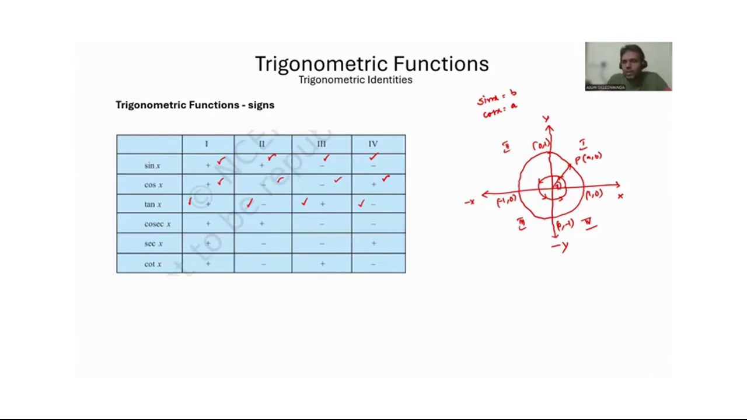All right, guys, so hope you understand how this works. For example, if I get a negative value for tan, then the possible quadrant must be either the second quadrant or the fourth quadrant, because tan is sine by cos. In the second quadrant, sine is positive, but cos is negative. In the fourth quadrant, cos is positive, but sine is negative. So that's why the tan value will be negative. Okay, so these are the sign conventions for trigonometric ratios in the quadrant plane.